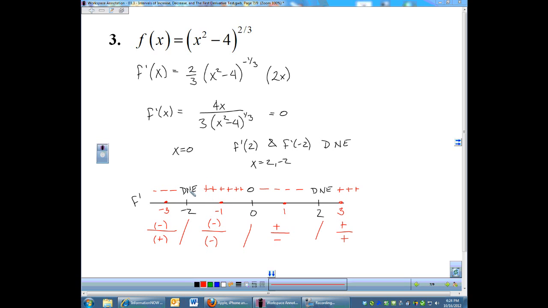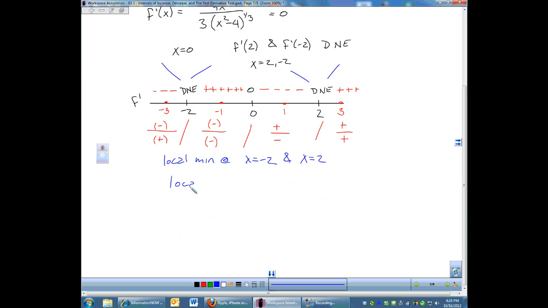And then looking at this number line, we have several places. Now remember, the derivative does not exist, but my function does exist at 2 and negative 2. So my derivative changes from negative to positive. That is a local min. So we have a local min at x equals negative 2. And another one over here at 2, my derivative changes from negative to positive, at x equals 2. And then I have a local max at x equals 0 because my derivative changes from positive to negative. So there are our local extrema for this one.